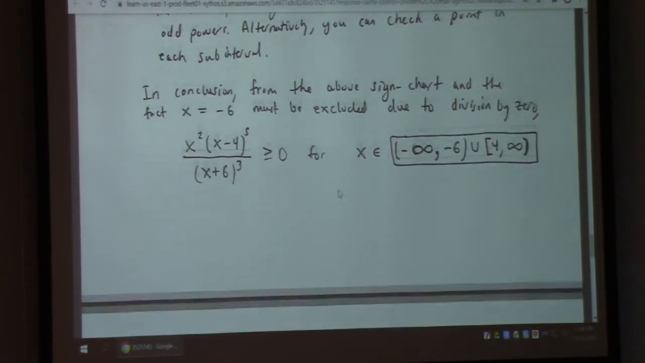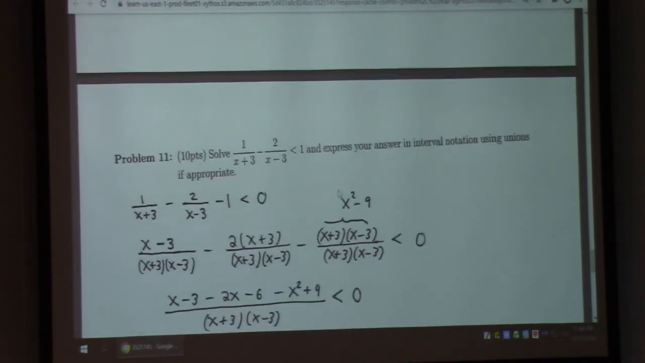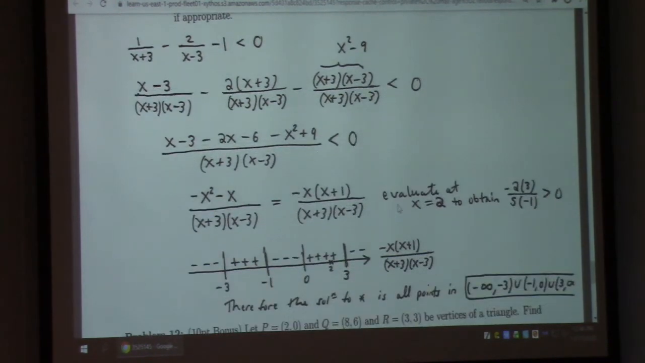So now this one is a little bit more annoying because it's not with respect to 0, right? It's with respect to 1, which means I've got to bring everything to one side and then do algebra so that I can obtain an expression which is compared against 0. And then I got to simplify things a little bit, right? So do the algebra, and I end up with x times x plus 1 over x plus 3 times x minus 3. So 0, minus 1, minus 3, and 3 are my critical numbers.